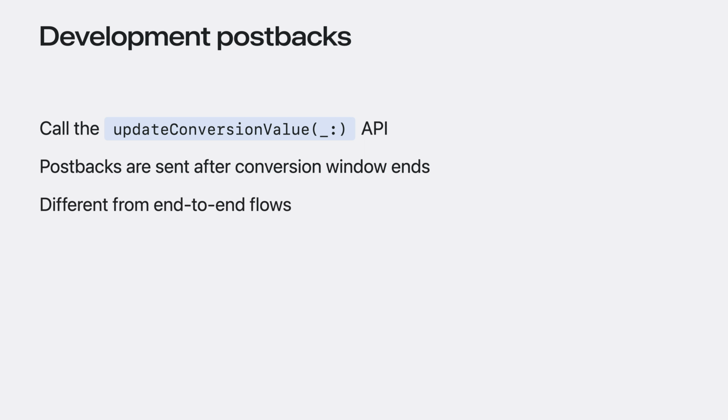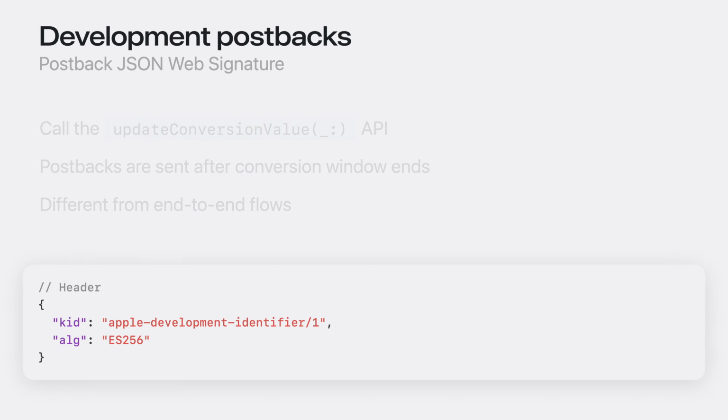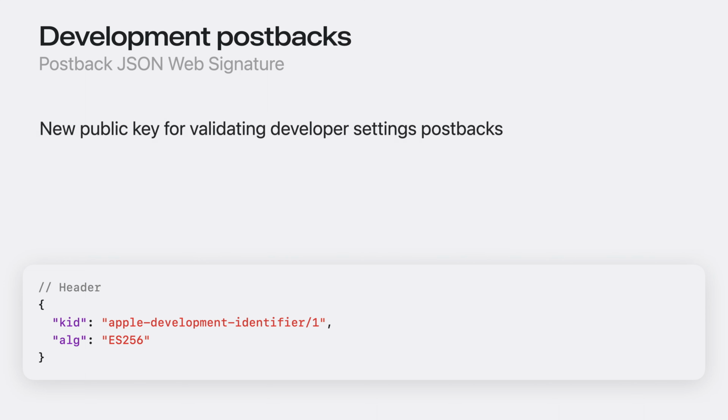Postbacks created in developer settings have some key differences than ones created in end-to-end flows. I'll show the changes you'll see in your postback's JSON web signature. This is a snippet of the header you would receive in your postback. Postbacks created from developer settings are signed using a new key, indicated with a new KID value. Check out our documentation on verifying postbacks to obtain the new public key to validate the signature of these postbacks.